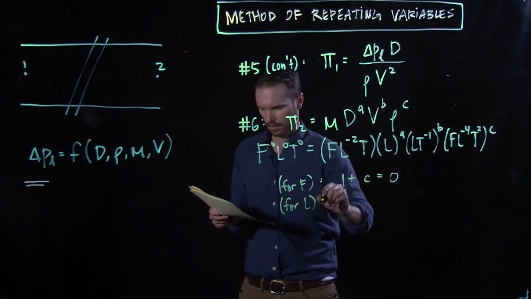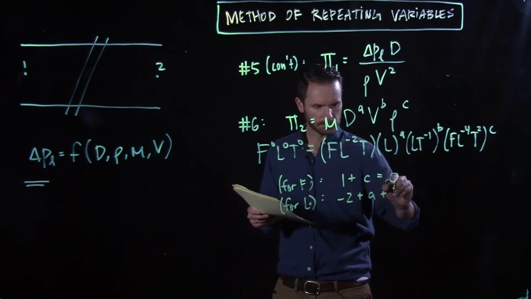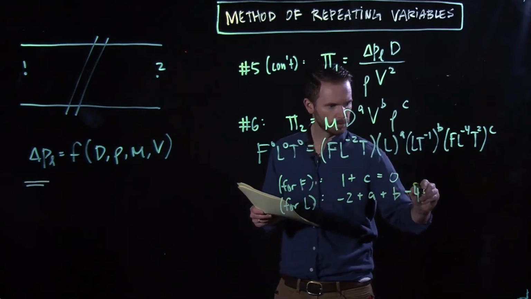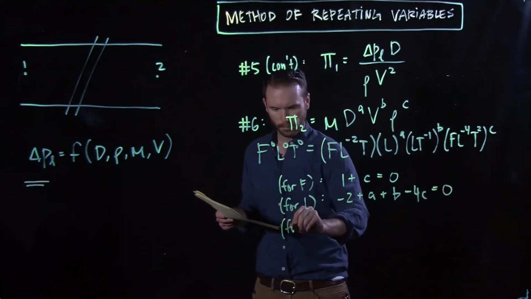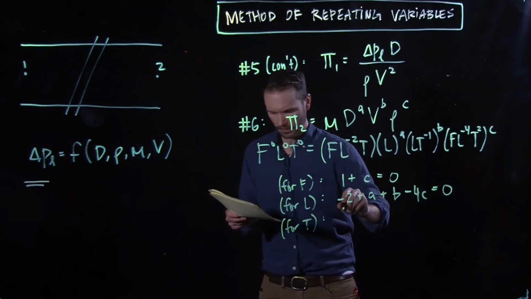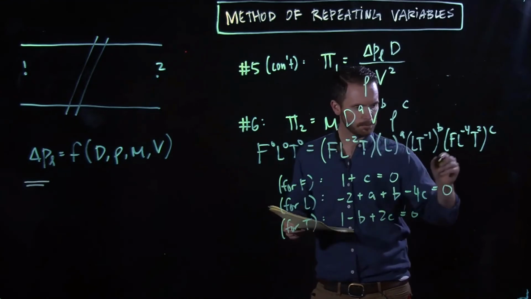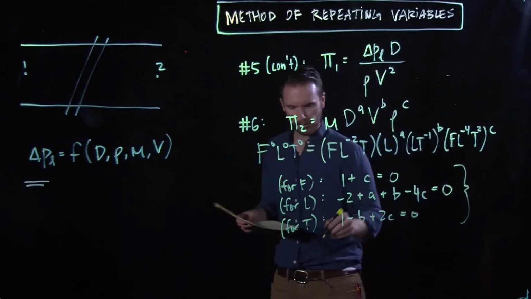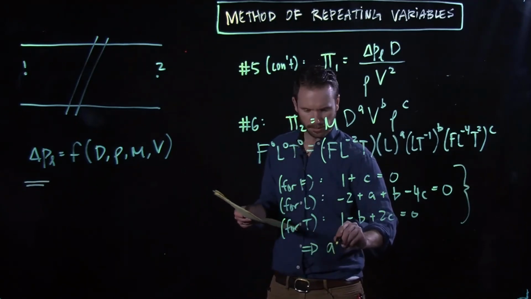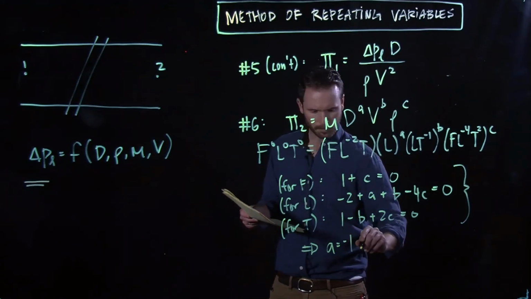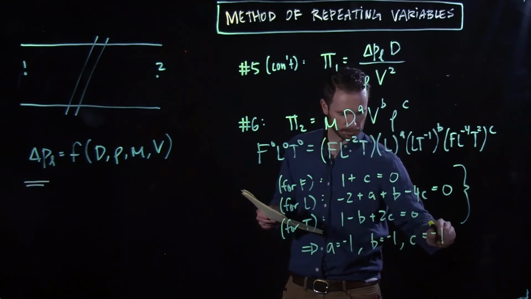For length, we've got -2 plus A plus B minus 4C, that's correct, equals 0. For time, 1 minus B plus 2C is equal to 0. Again, we're able to solve this set of 3 equations with 3 unknowns, and this yields the fact that A is equal to -1 for this pi term, B is equal to -1, and C is also equal to -1.